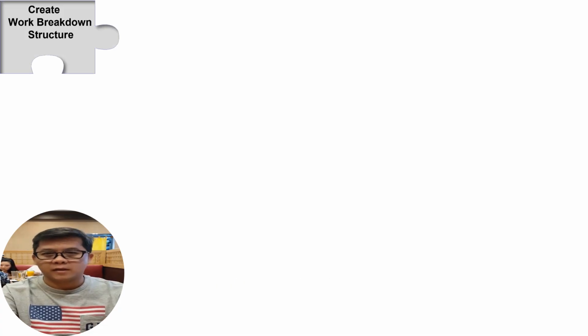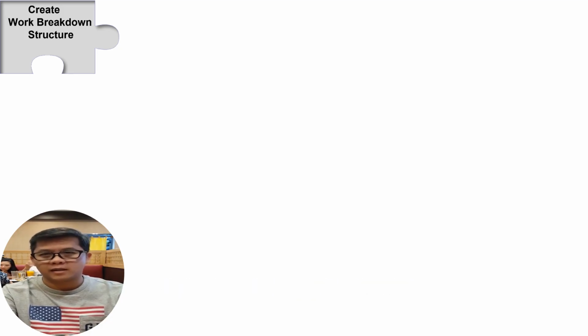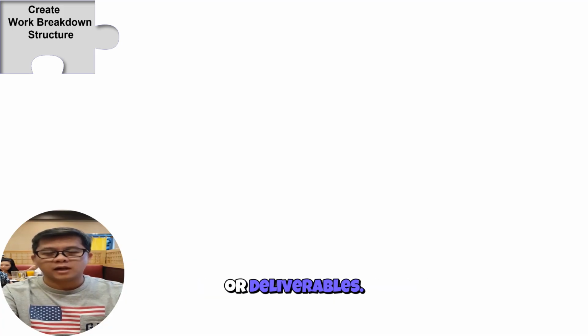First, create a work breakdown structure, or WBS. Every good schedule starts with a strong foundation, the WBS. This is where we break down the project into manageable, logical sections, phases, work areas, trades, or deliverables. It helps organize the schedule and aligns it with how the project will be executed.